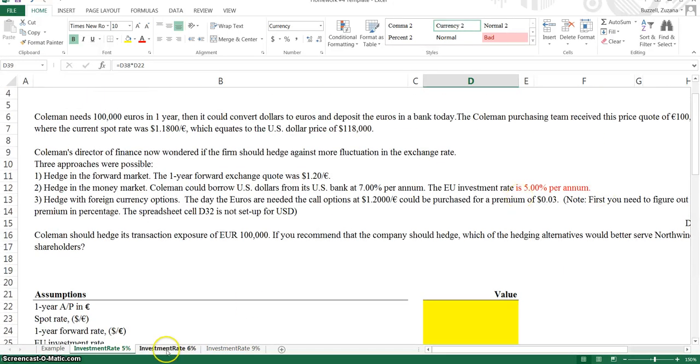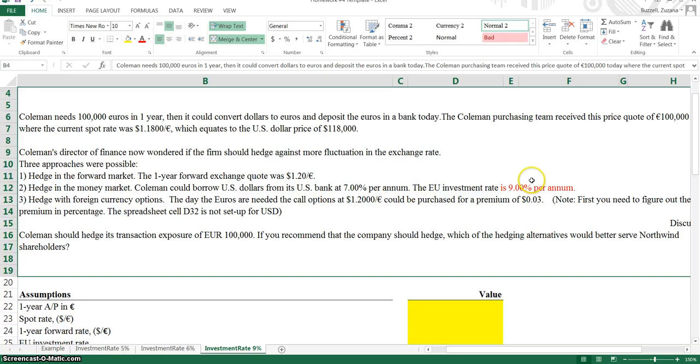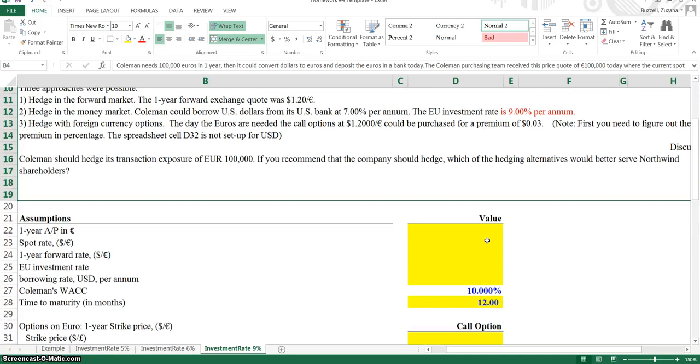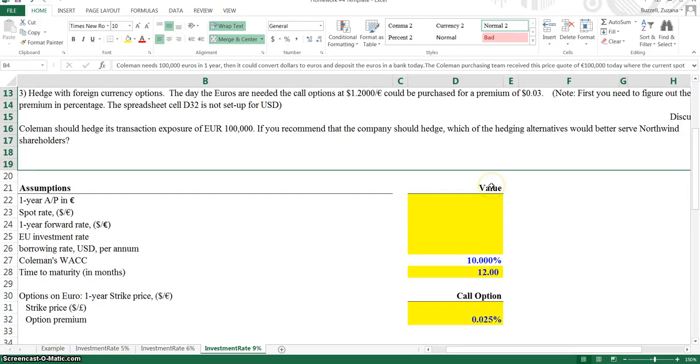The first spreadsheet is at 5%, the second investment rate is at 6%, and the third one is at 9%. You have to fill out all of the yellow parts, save it, and that's your first step in homework number 4.